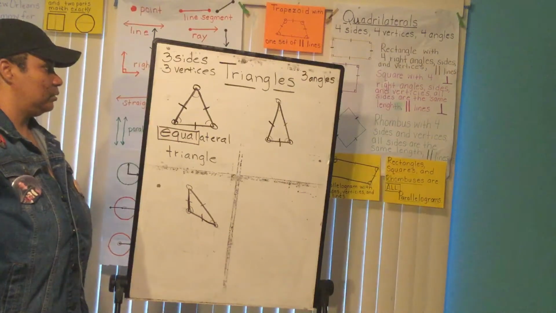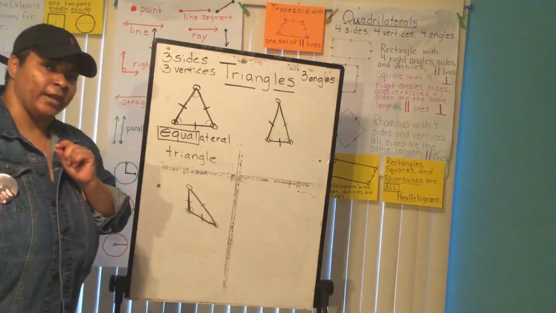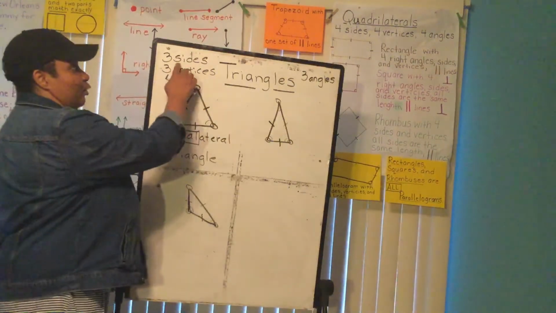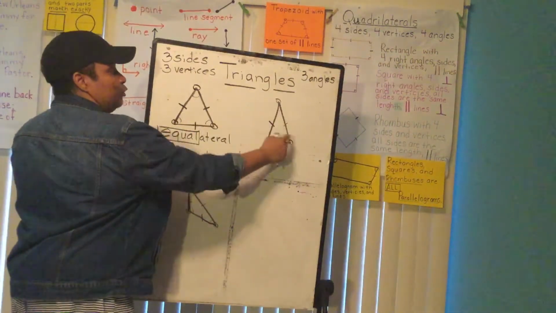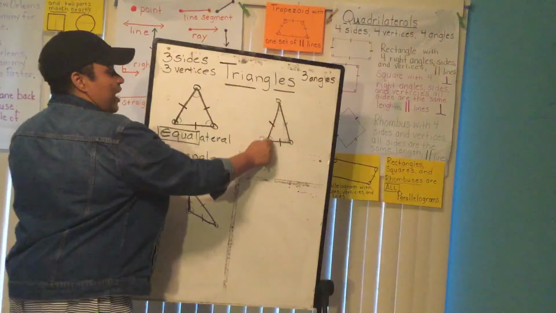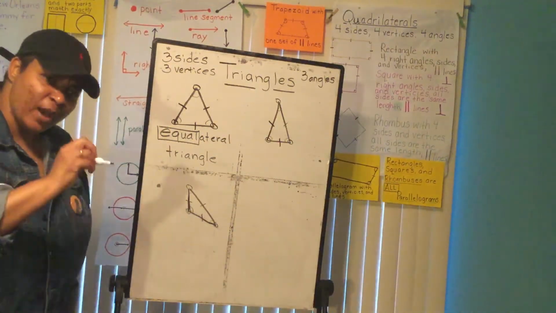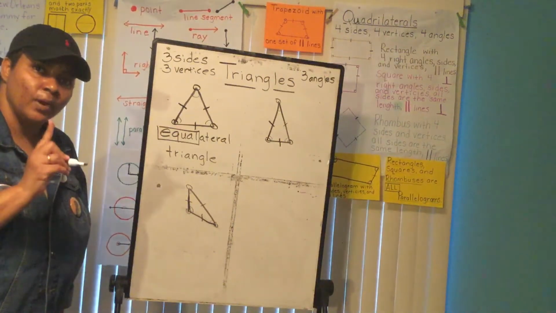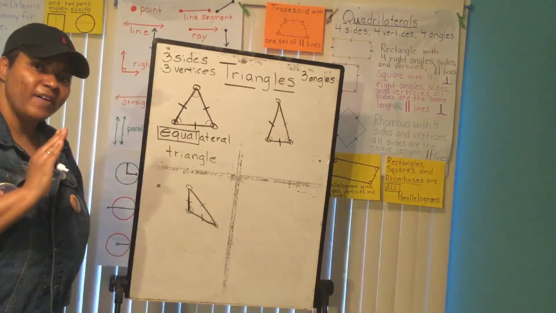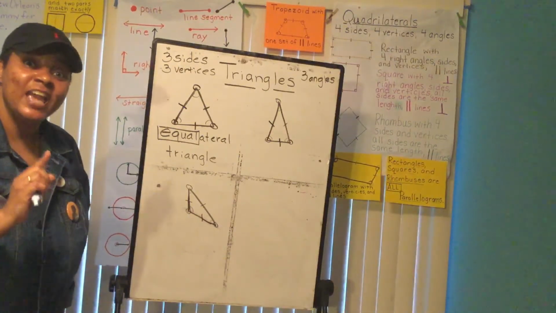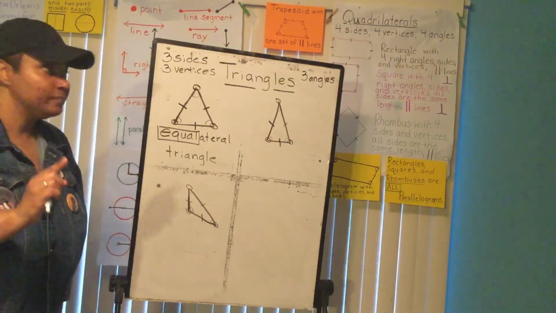Wait a minute. Let's look at this triangle. Why are we calling it a triangle? We know it has 3 sides, 1, 2, 3, 3 vertices, 1, 2, 3, and 3 angles. Angle 1, angle 2, angle 3. Oh, stop. Why didn't I put a square corner at those angles? Why did I do that little happy face? Because it's not any right angles. So I don't need my square corner, correct?